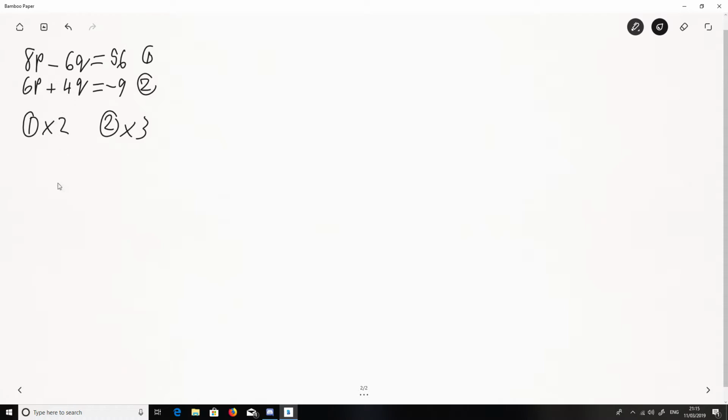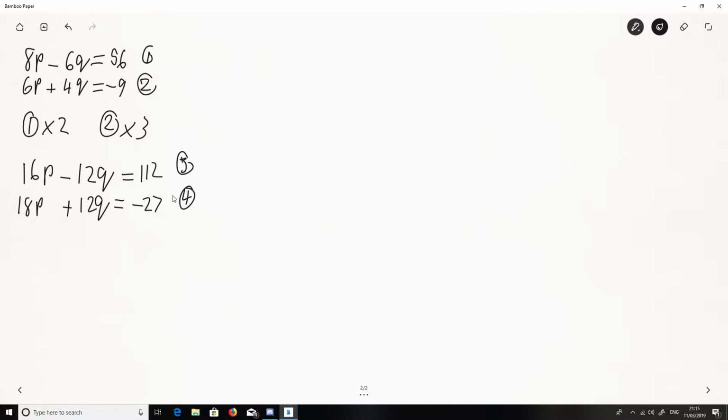So what we'll do is write these new equations out. We get 16p minus 12q equals 112, and equation 2 times 3 gives us 18p plus 12q equals minus 27. So these are our new equations, which we'll call 3 and 4. It's useful to label equations so that you can show all of your method clearly when you're doing an exam.